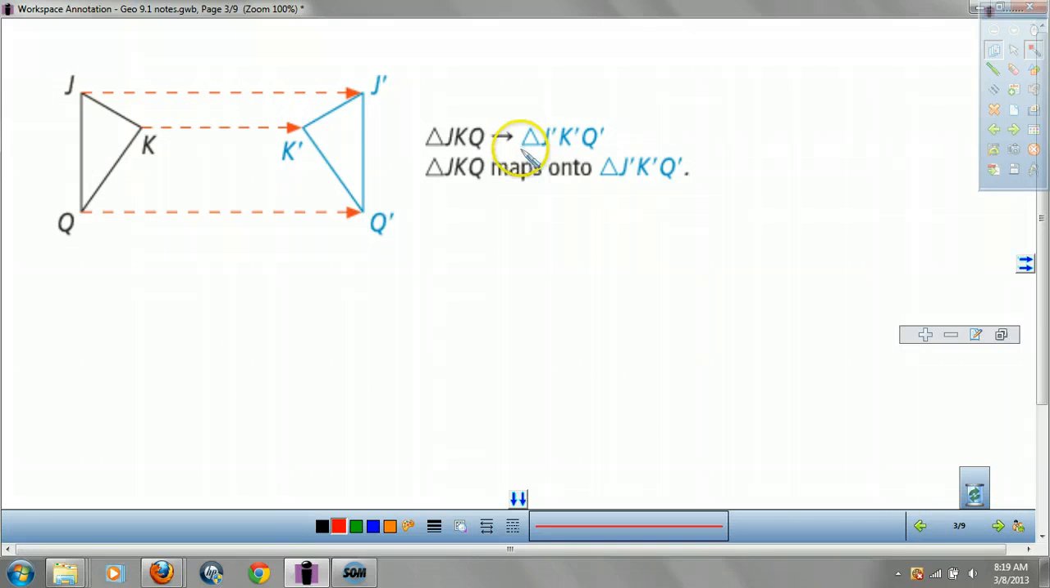Just so you know this notation, if you have figure J, K, Q, and you transform it over here, K goes to K prime. That's what that little mark means. J goes to J prime. Q goes to Q prime. It's mapped onto it. Okay? It's going to come up a lot. Hopefully you guys aren't listening to music. You're actually listening to my lecture for this one.